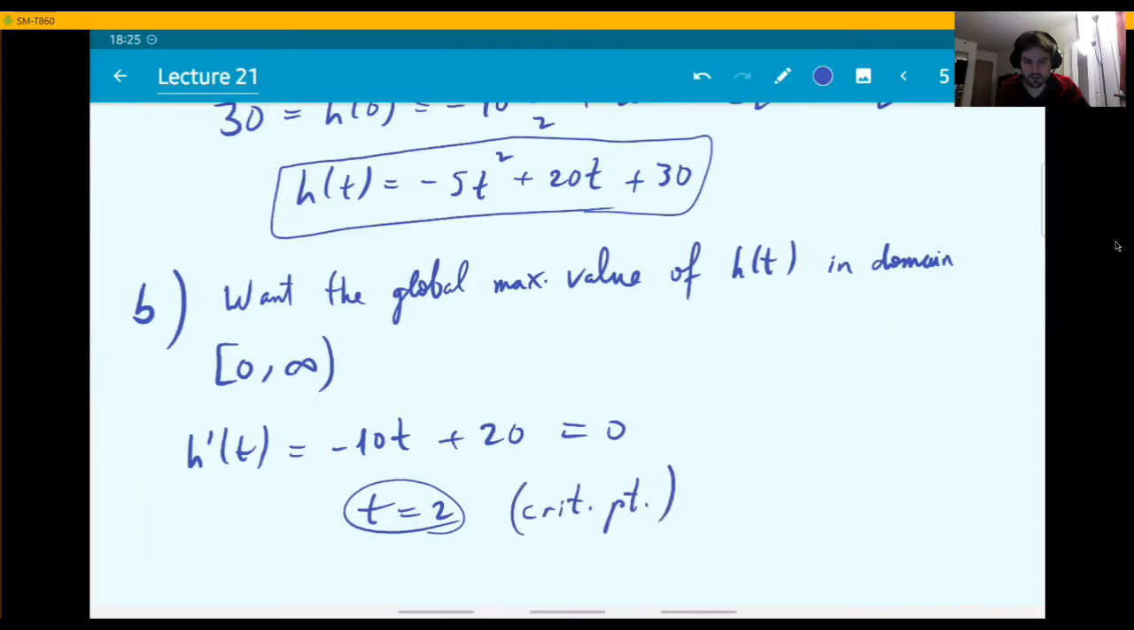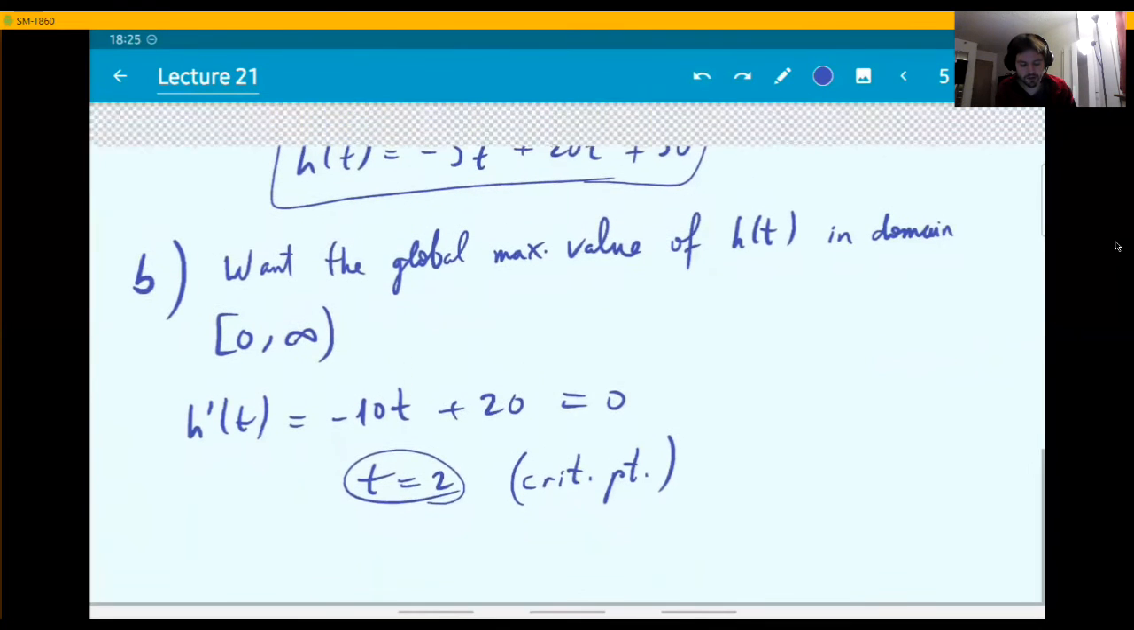That's what I was just doing here, by the way. Take a derivative, set it equal to 0. That's how you find critical points. So t equals 2 is a critical point. That must be the one that we were looking for. The location where the height becomes maximal and then starts falling again.